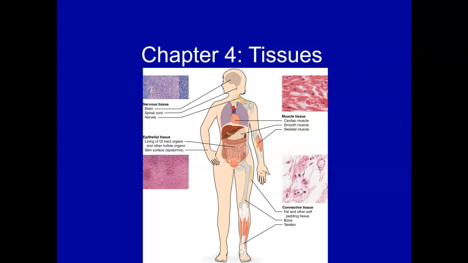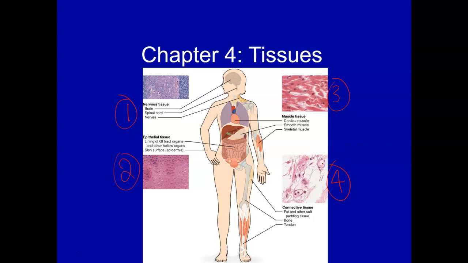Today we're going to talk about the tissues, and so because of that, in Chapter 4, you don't have this picture, but I decided to put this picture up here to give you a quick reminder of what the four body tissues are. Number 1, we have nervous tissue. Number 2, epithelial tissue. Number 3, muscle tissue, and number 4, connective tissue.